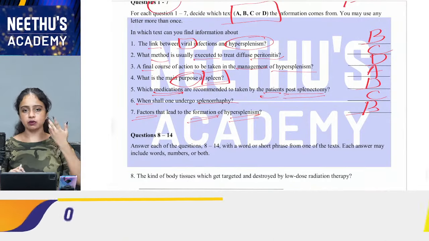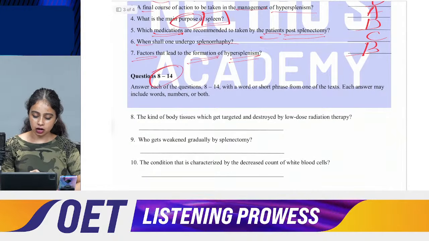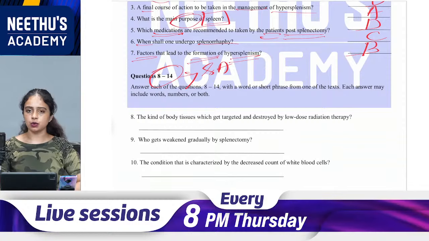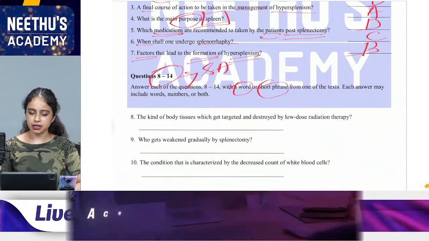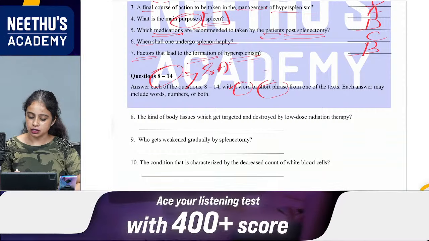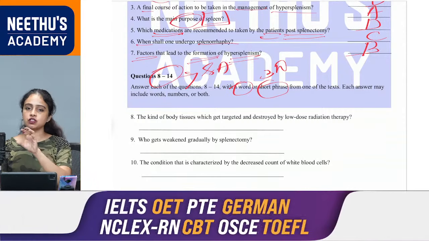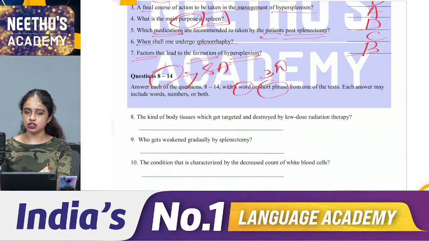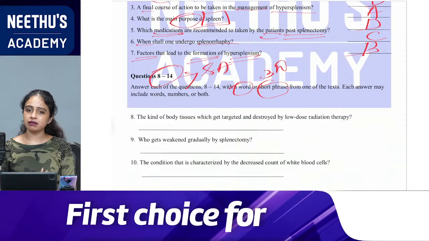Now we are moving to the next set of questions, that is 8 to 14. I can call them short answer questions. So what is the important instruction here? Don't forget that: a word or a short phrase. So you can write it in a word or a short phrase, which means a maximum of 3 words. And don't repeat the words. If it is not mandatory to repeat the words, you don't have to repeat them. Don't ever separate words.